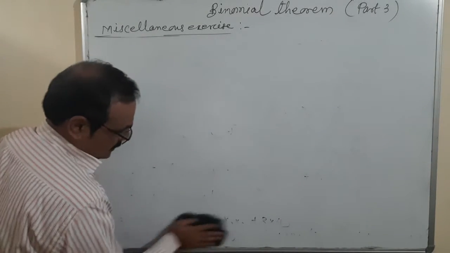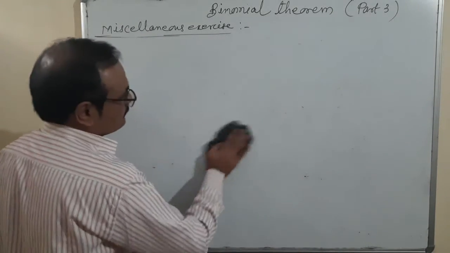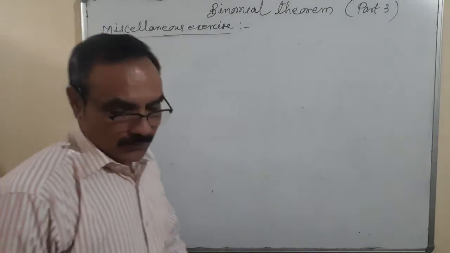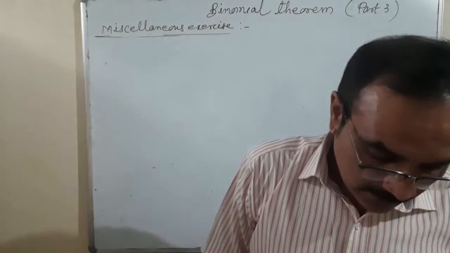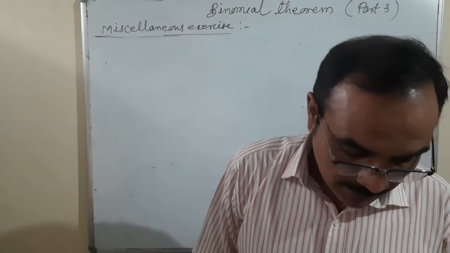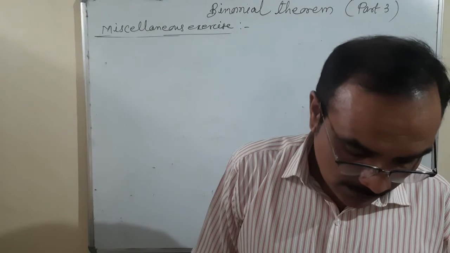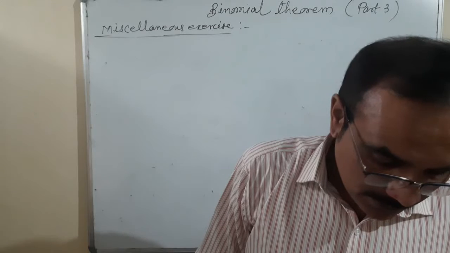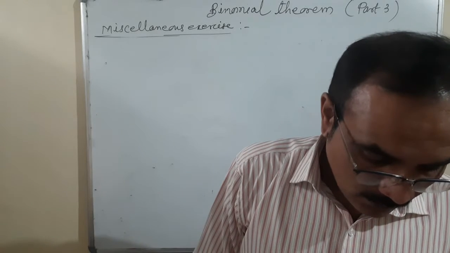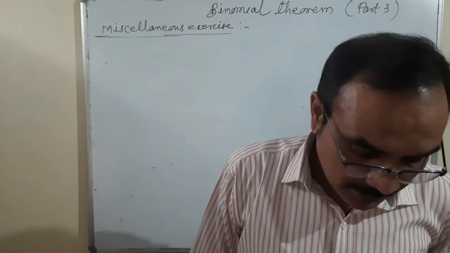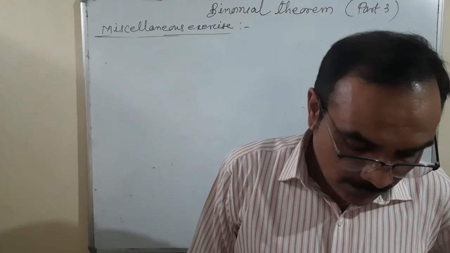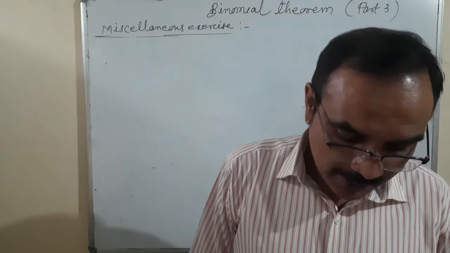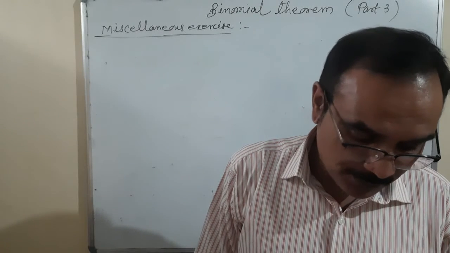And the next question is, this is also a 6th question on the same pattern. Then the 7th question. One question I have left in it, that is question number 4. If a and b are distinct integers, prove that a minus b is a factor of a to the power n minus b to the power n.